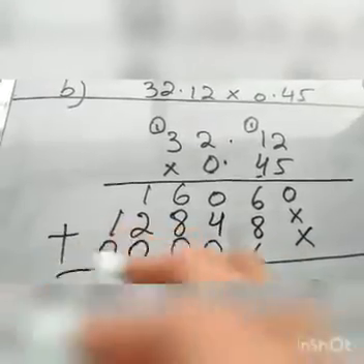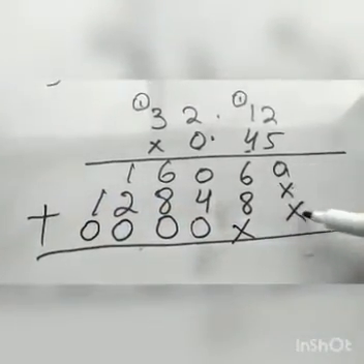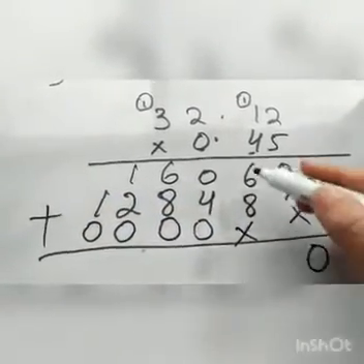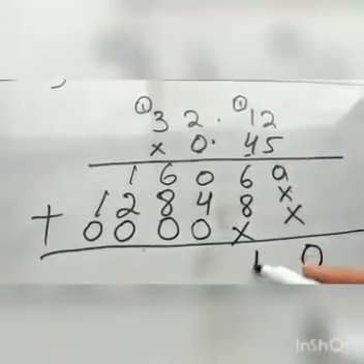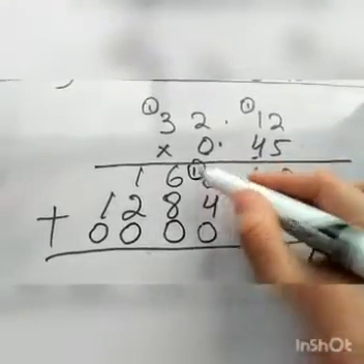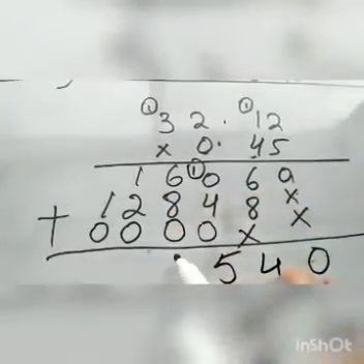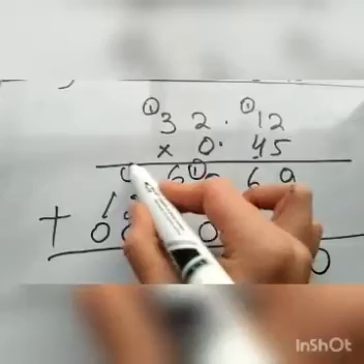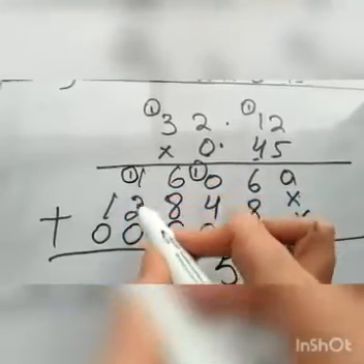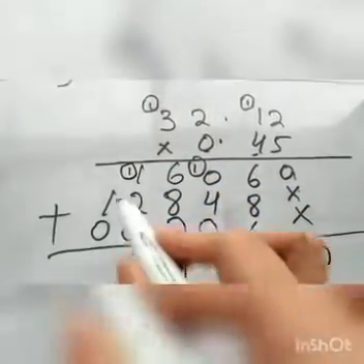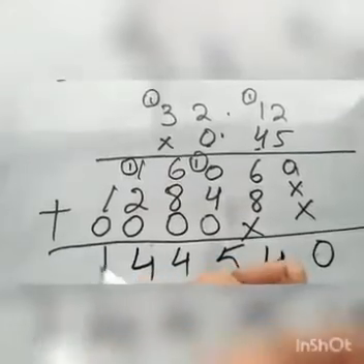Now we need to add together. 0 plus 0 plus 0 is equal to 0. 6 plus 8 is equal to 14, 1 carry over to the next. 4 plus 1 is equal to 5. 6 plus 8 is equal to 14, 1 carry over to the next. 1 plus 1 plus 2 is equal to 4. And 1 plus 0 is equal to 1.